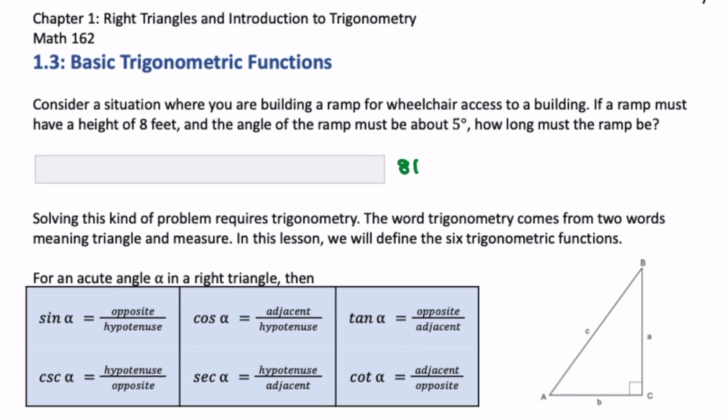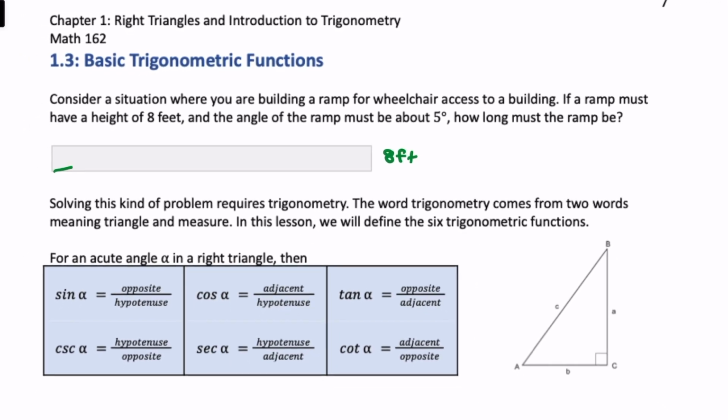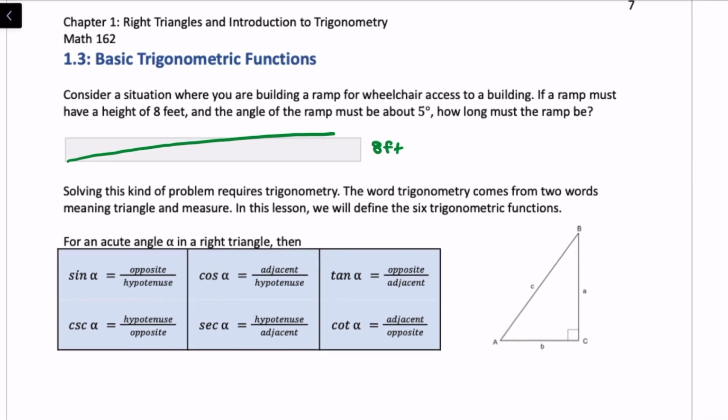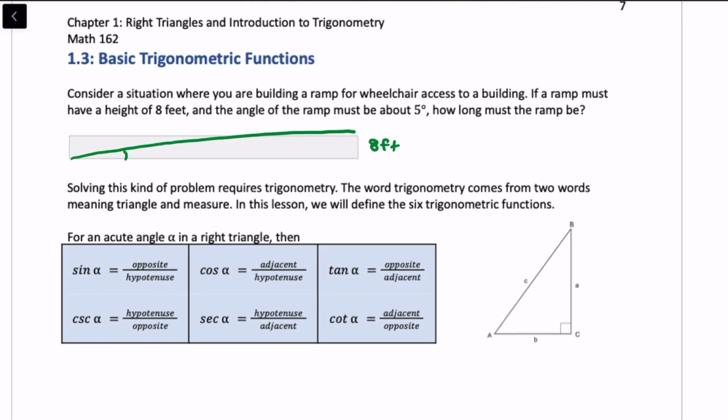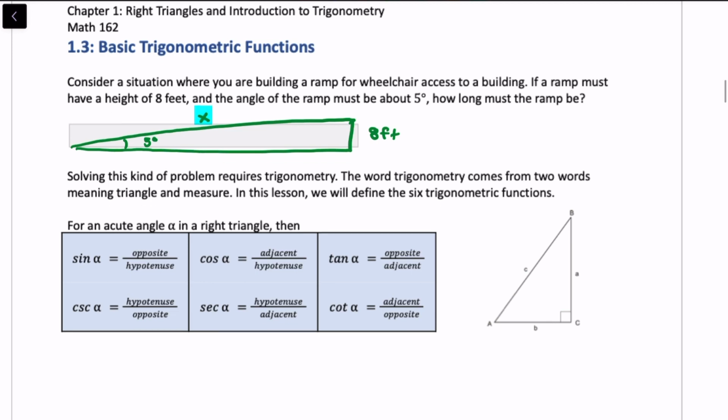So we have this 8-foot wall. And if I build a ramp to get to the top of that, this angle right here with the ground can't be more than 5 degrees. Okay, so how could we figure out how long this ramp is? And that's what we want to explore in this section, to figure out how long this ramp could be.